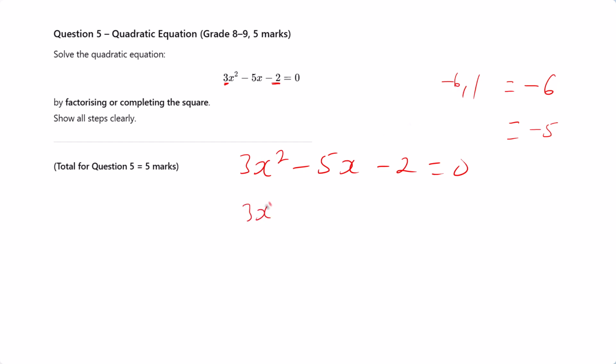So I've got 3x squared. And I'm going to put negative 6, but put x with that. And then I'm going to add 1x. So negative 6 and 1. This is what you do. And then you take away 2, and then you put 0.